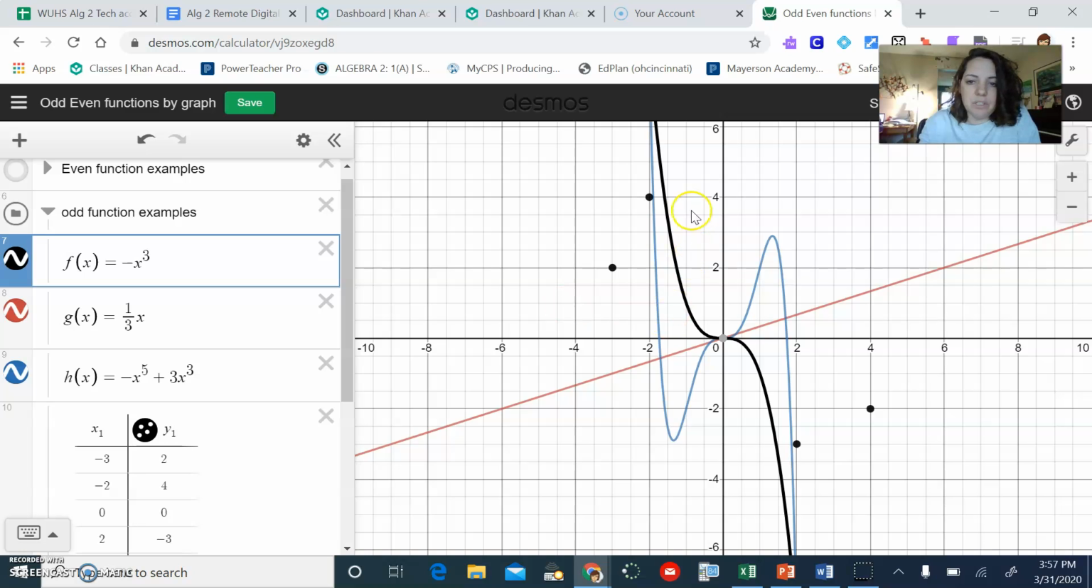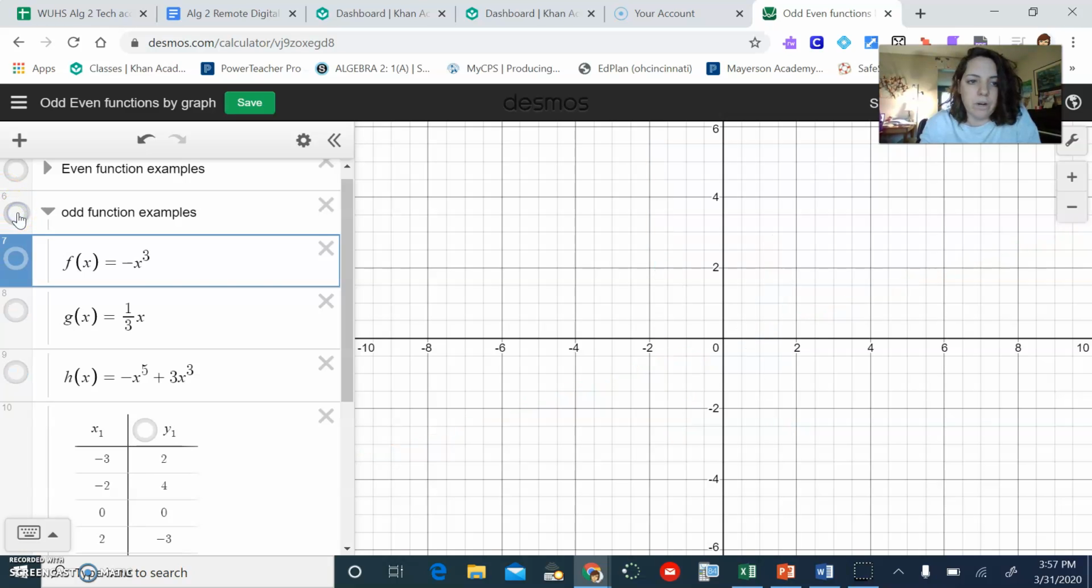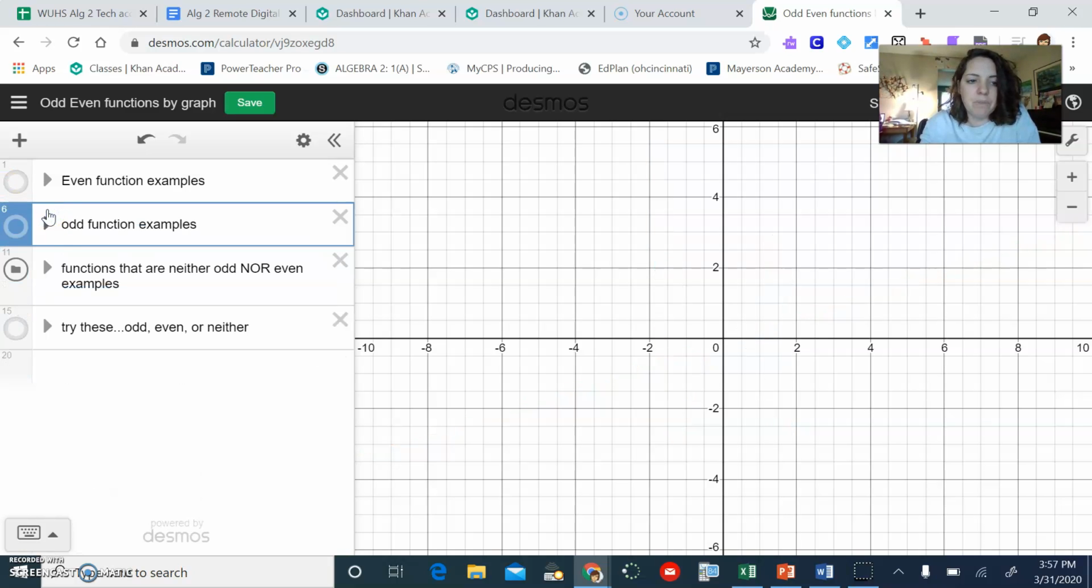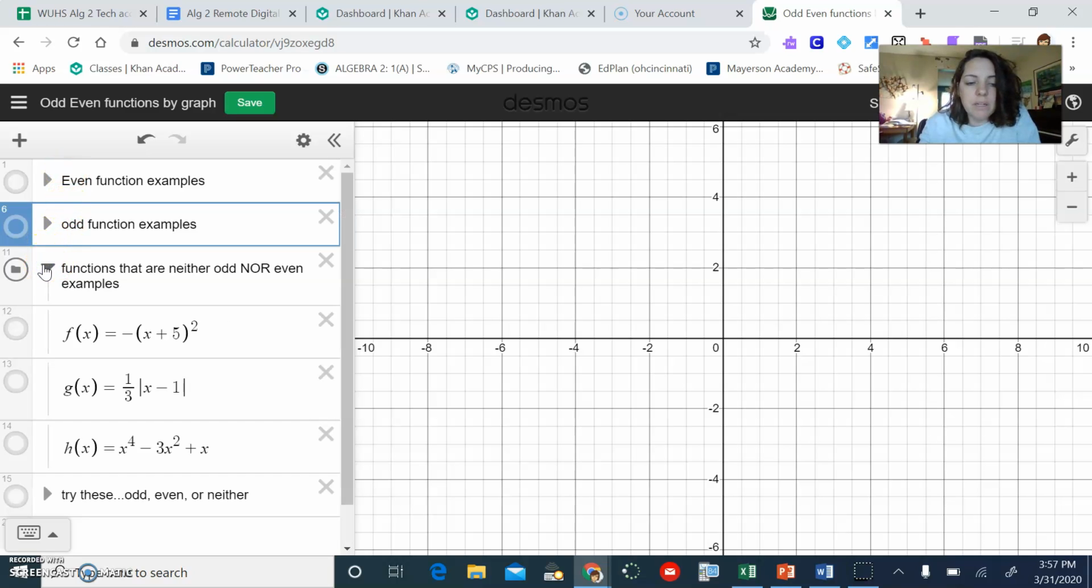But odd functions are symmetric about the origin, okay? So does everything have to be even or odd? No. There are a ton of functions that are neither odd nor even, kind of like there were series and sequences that were geometric or arithmetic, and then there were a whole bunch that were neither. Well, there's even and odd functions, and there's a whole bunch that are neither even nor odd.